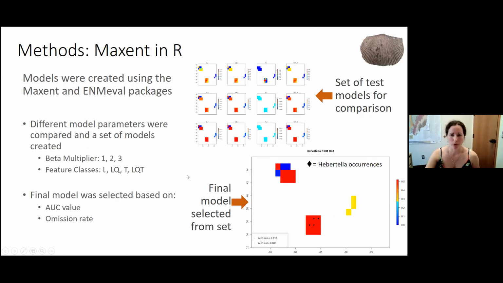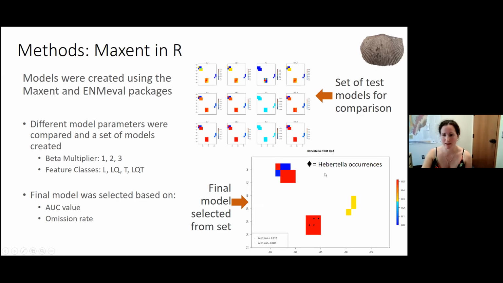So in R, in order to create the most optimal model for each time slice, I first created a series of test models using the ENMeval package. And this compared various different beta multipliers and feature classes used by the algorithm to try to find the best parameters to represent that particular genus in that time slice. So out of this test set, I then selected the model parameters which produce the highest AUC value and lowest omission rate. And I used those parameters to create a final model using the Maxent package that I'll show you a few more of in just a minute.